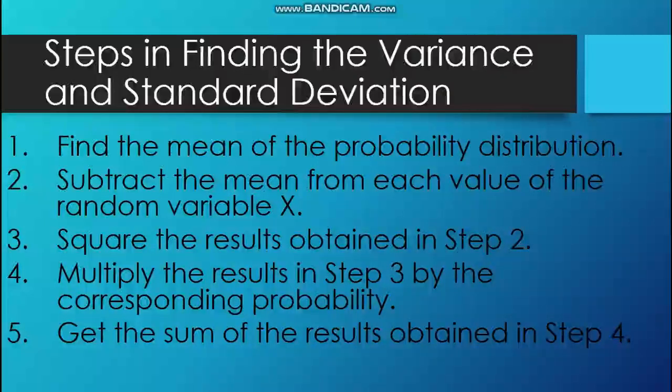The first step is to find the mean of the probability distribution. Second is to subtract the mean from each value of the random variable x. Step number 3, square the results obtained in step 2. Step number 4 is to multiply the results of step 3 by the corresponding probability. And lastly, we're going to get the sum of the results obtained in step 4. This is in relation to the formula that I presented to you in the previous slide.